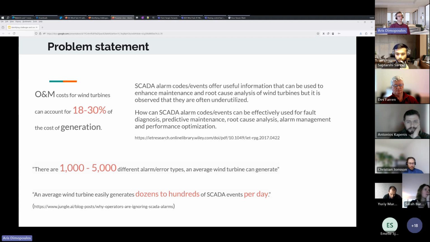Also, the alarm codes between different manufacturers vary significantly, but what we can see is that an average turbine from a common manufacturer will have between 1,000 and 5,000 different alarm codes or alarm types. And every turbine will generate dozens to hundreds of SCADA events or alarms every single day. So there's a lot of data here that we believe can give a lot of answers to questions that we're facing in our day-to-day work.